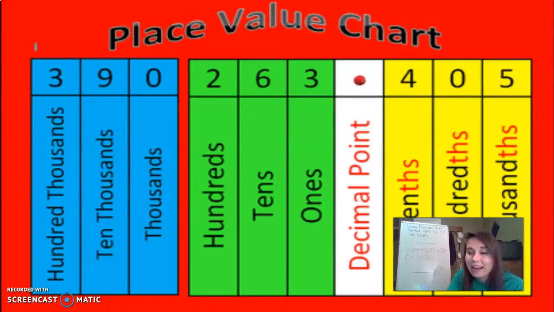If you said 9, you are absolutely correct as well. So there are 9 10,000s, or 90,000s. And just for good practice, what place value is the 4 in? The 4 is in the tenths place, and that is right after that decimal.